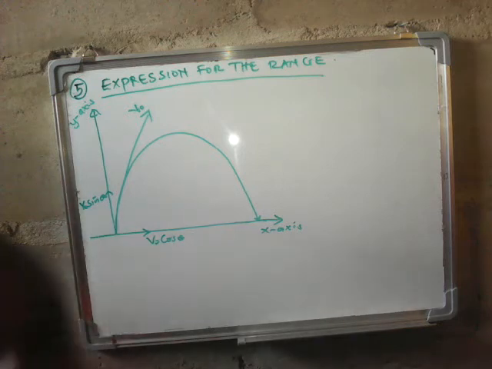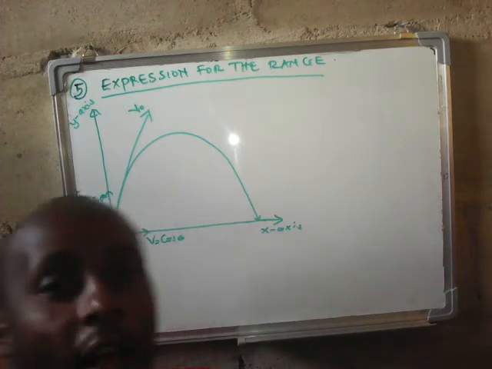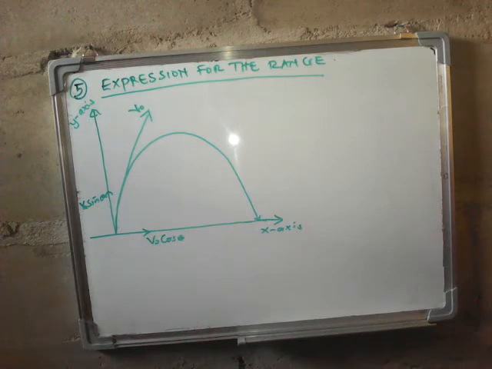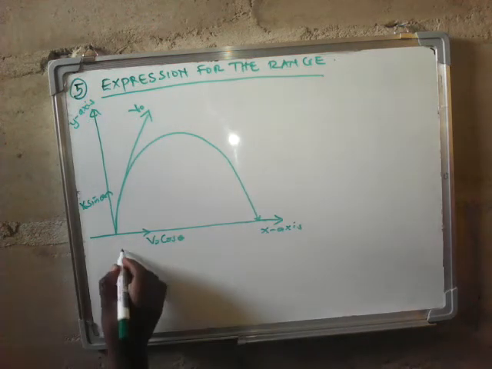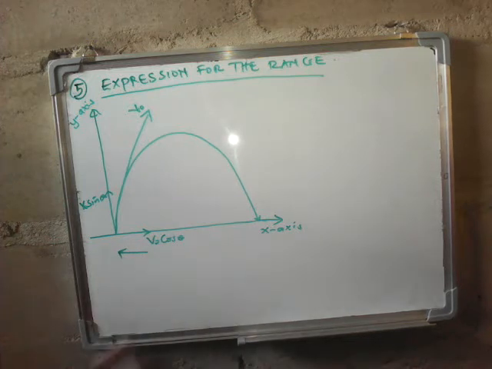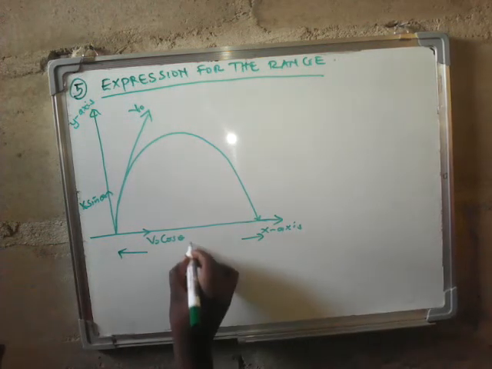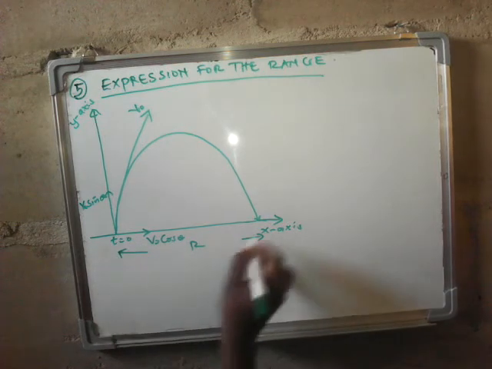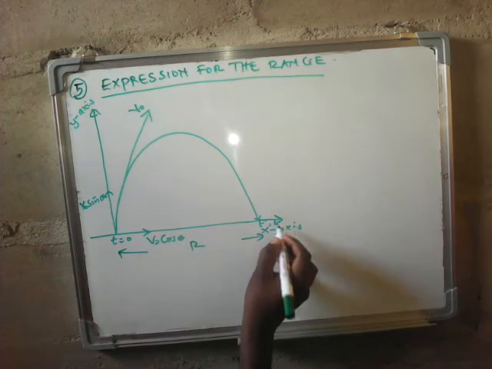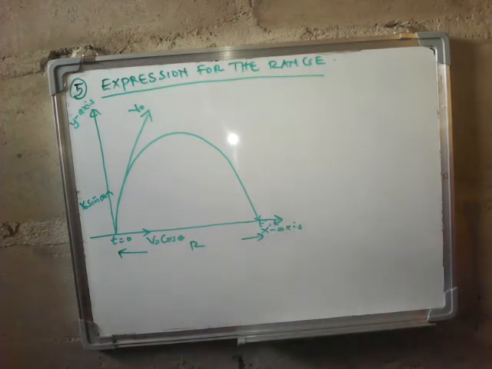Now we are on the fifth parameter, which we are calling the expression for the range. We had already seen that earlier in the introduction. We say that the range is this distance from the initial t equal to 0, and then at a certain point, maybe t equal to t. So now we want to get the expression for the range.